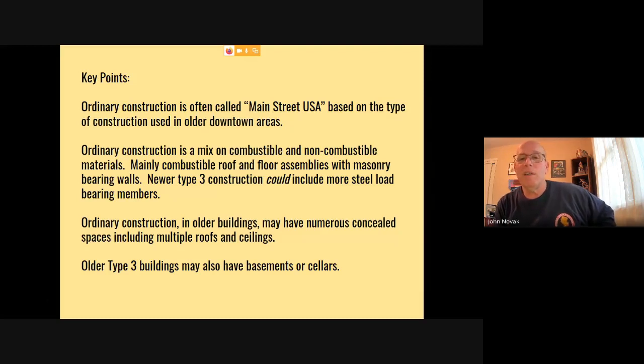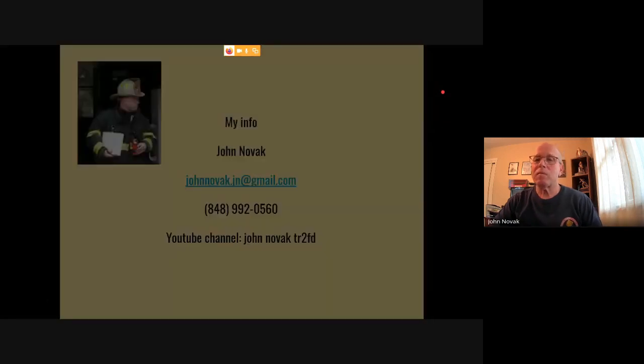Right? Ordinary construction in older buildings may have numerous concealed spaces, including multiple roofs and even multiple ceilings. And the older Type 3 buildings may also have basements and cellars. And you're not going to know this until you go out there and either you get a report of a fire or you've been proactive and you've been out there doing inspections, taking a look around.